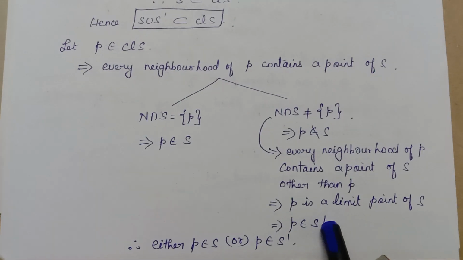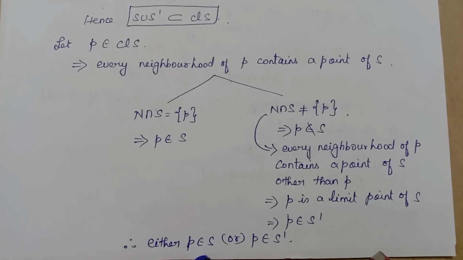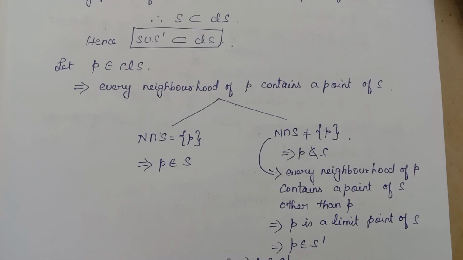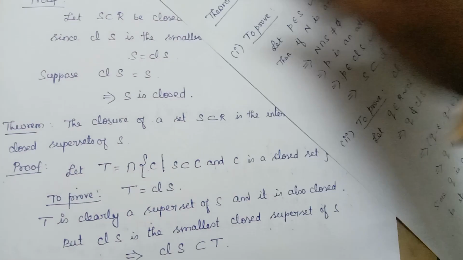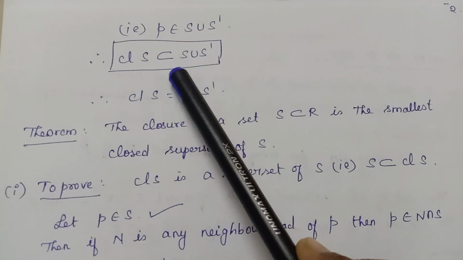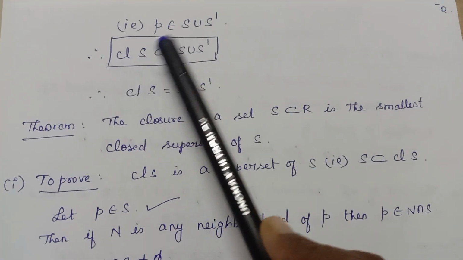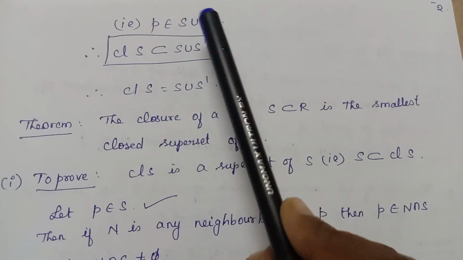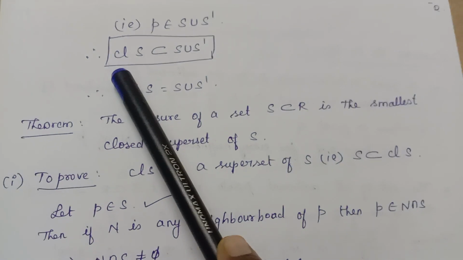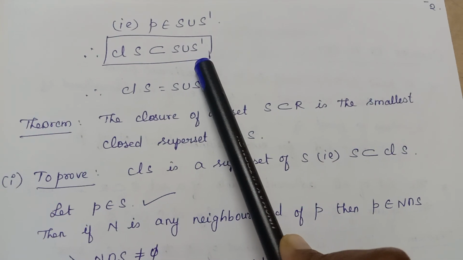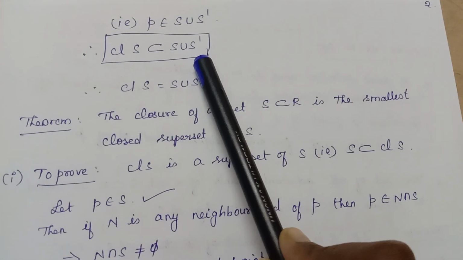So "or" means what? Union. So what do we conclude? P belongs to S or P belongs to S dash implies P belongs to S union S dash. Okay. "Or" means union only, no? So P belongs to S union S dash. So we have started with a point in closure of S and we have proved it belongs to S union S dash. That means closure of S is contained in S union S dash. So the other side of inclusion is also proved.